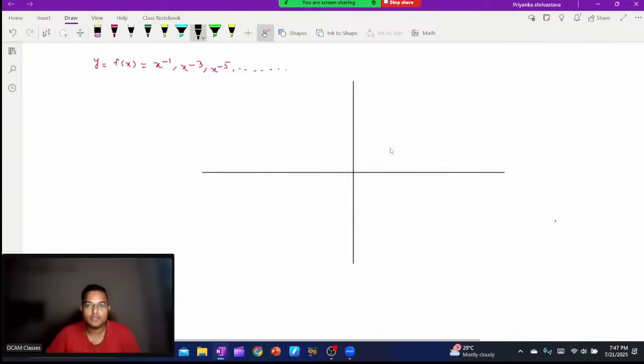You can now try to draw this graph and find out its domain and ranges. So there'll be one curve, one rectangular hyperbola, in the first quadrant. And the other?